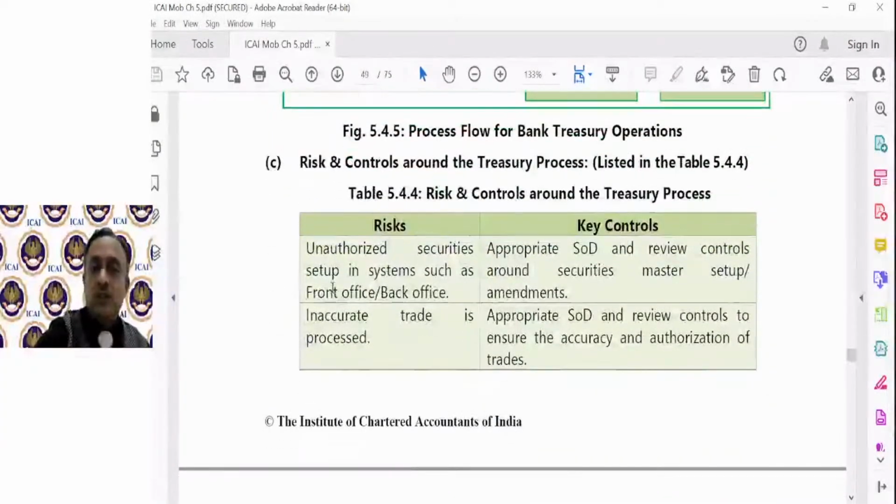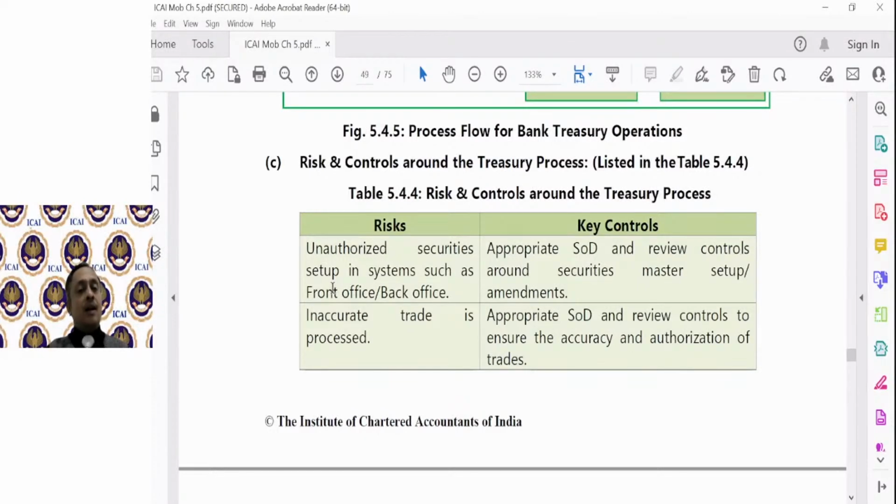Then this is good. Again, this is going to be a deep impact discussion: risk and controls around the treasury process. Now, my idea is that once we understand what exactly is going on, this understanding is going to automatically improve. So, unauthorized security setup in systems such as front office and back office needs appropriate segregation of duties and review controls around security master setup and amendment.